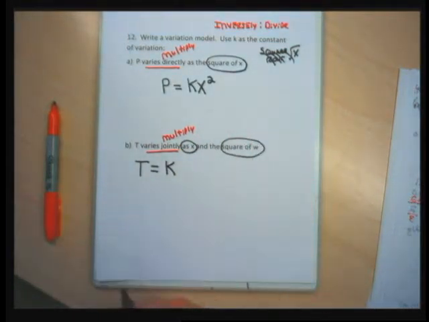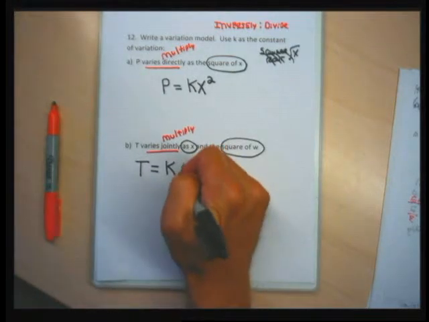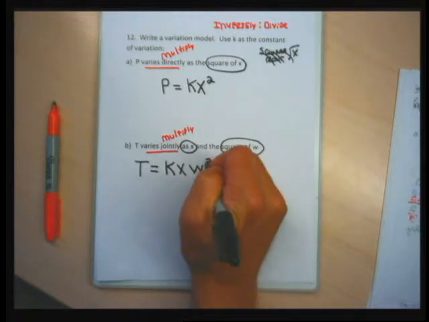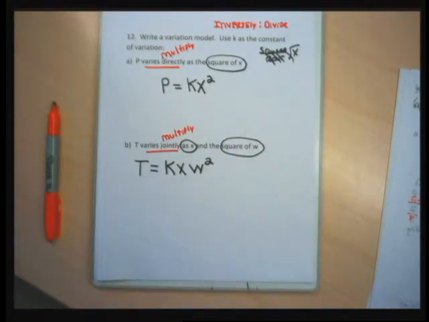Because there's no words before the x to tell me that it needs an exponent, I'm just going to leave the x alone. But the w, because of the word square before it, I have to put an exponent on with the w. And that's all there would be to do for number 12.